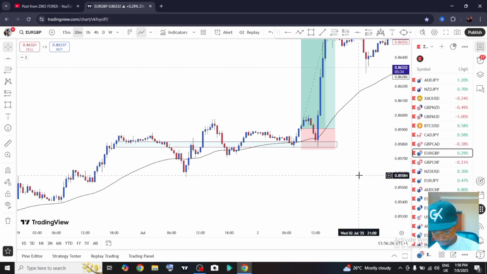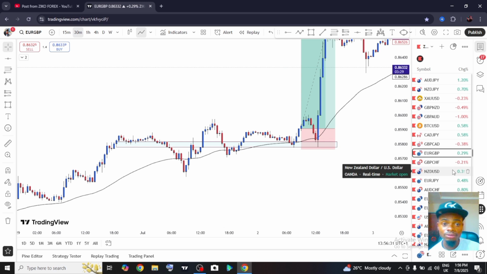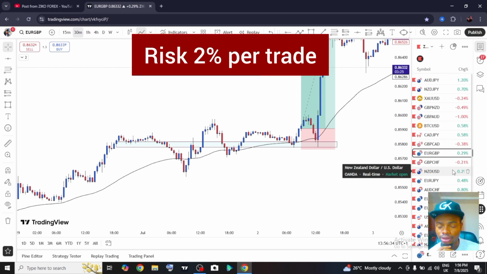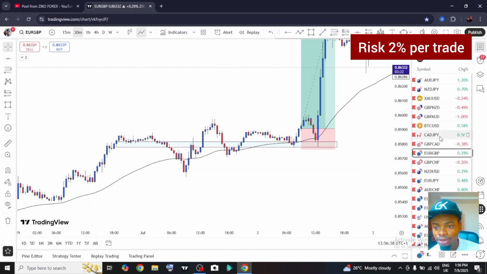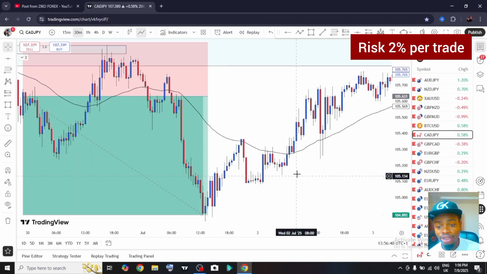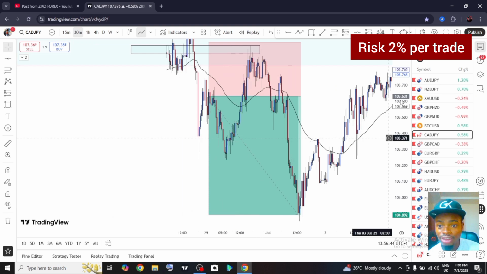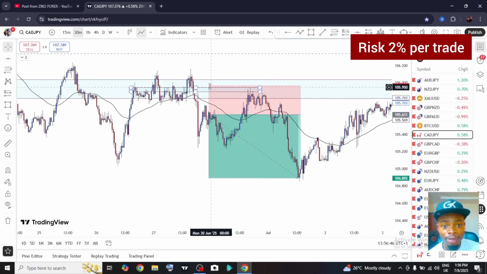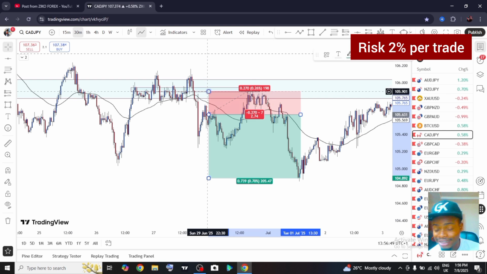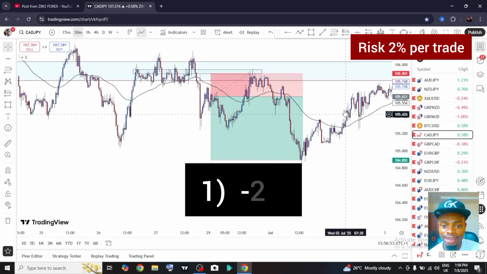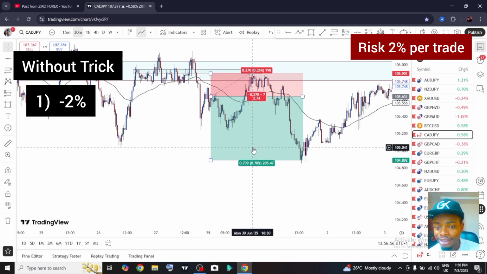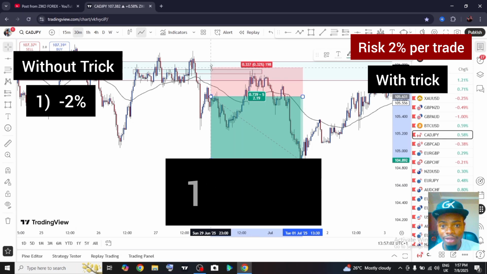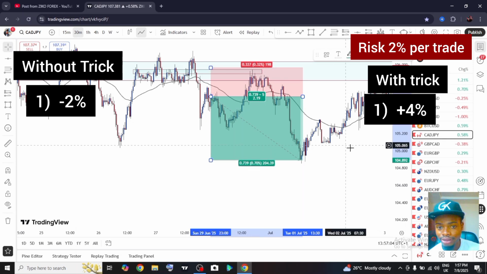So now that we have analyzed all these pairs, let us count them. Now, take for example, we are risking 2% per trade, right? So first trade, CAD JPY. Now, we are trading normally. Remember from this video, if you are trading on a normal day, if you didn't apply this trick, you would have lost what? Minus 2% here. Minus 2% on this trade if you didn't do this trick. If you did this trick, you have what? Plus 4% here. Right? So on a normal day, you are losing minus 2%.